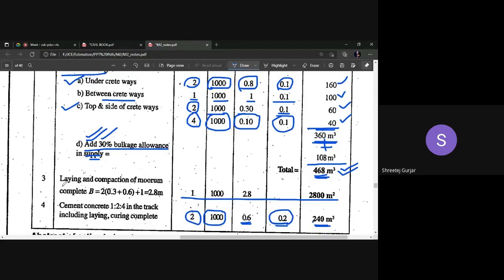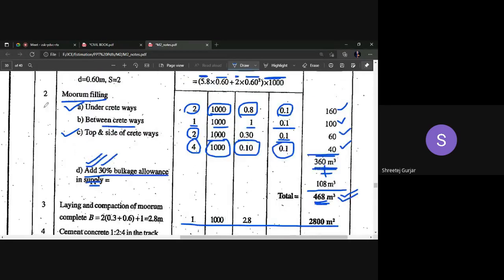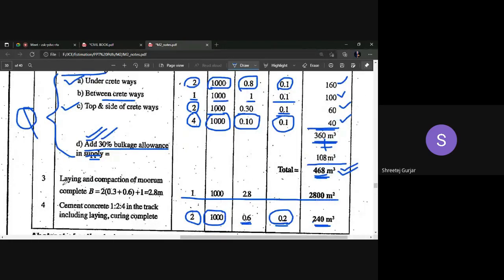Now coming back to this laying, the first thing we have done is quantity calculation. Now this is regarding laying and compaction of your hard muram. Laying and compaction is your labor component, as I've told you. Then what is the quantity that is required to lay and consolidate?